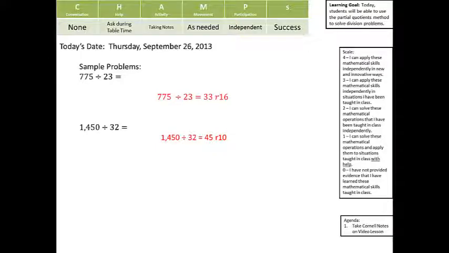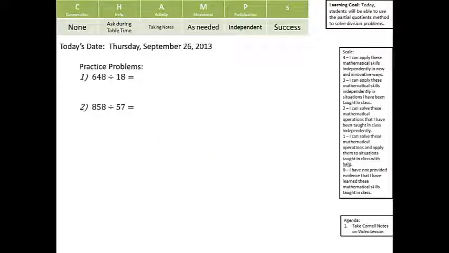So let's go ahead and do some practice problems. Try these on your own. We have two practice problems tonight. Work those out using the partial quotients method. Make sure that you're showing your work in your notes. That way if you have any questions later, we can look and see how you did that. Pause the video now, and once you've solved these two problems, go ahead and restart the video and check your answers to make sure you did them correctly.